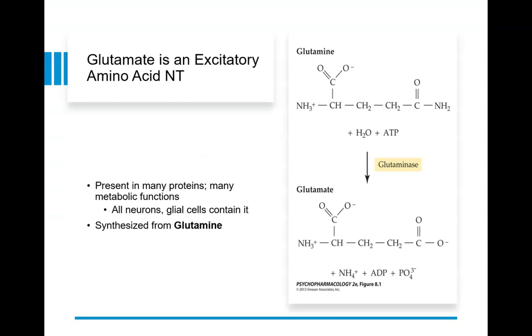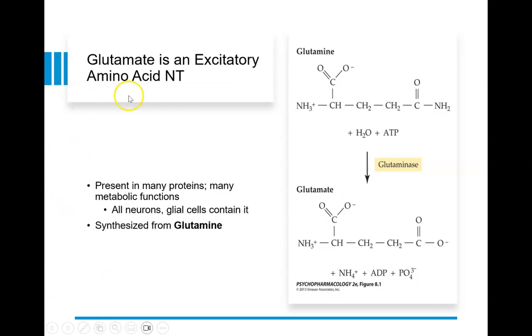So glutamate is an excitatory amino acid neurotransmitter. So basically, anytime glutamate binds, you're going to get excitation. You're going to get EPSPs and action potentials, and a greater likelihood that neurons are going to fire. Now, glutamate is actually present in many different proteins, and it's responsible for many different metabolic functions, and all neurons in your brain and all glial cells contain it.